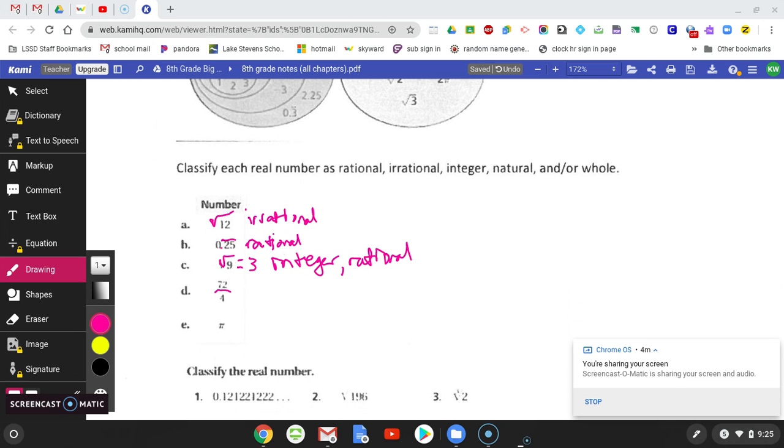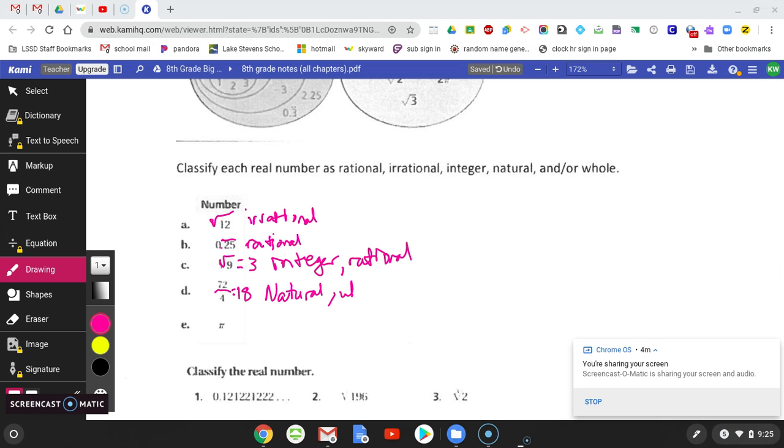All right, the next one is 72 over 4. That's a fraction. If we do 72 divided by 4, let's see what we get. 4 goes into 7 one time, and then 4 goes into 32 8 times. So it actually simplifies to 18, which means it is a natural number.